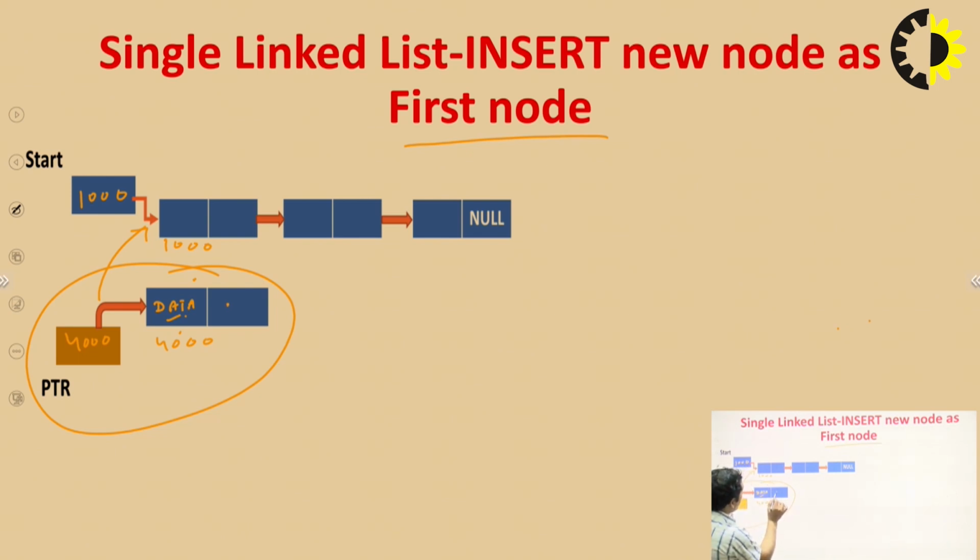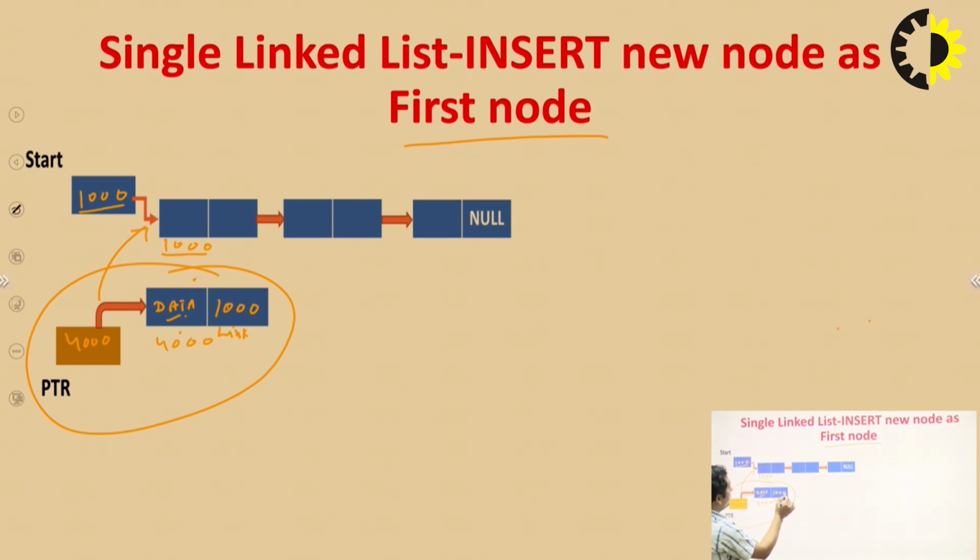The address of the second node goes here. The address of the second node means the address of this one, that is 1000. So 1000 is the start address. So we will keep the start address in the link part of the newly created node. We will assign at the link part the start address. Keep it here.